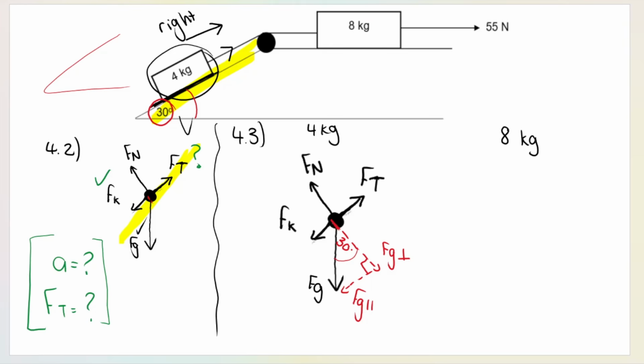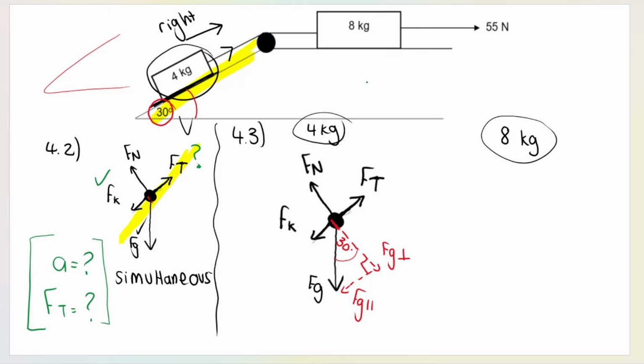And the only way we can deal with 2 unknowns is if we do simultaneous equations. And the only way I'm going to do simultaneous equations is if I have 2 equations. You should know that in order to do simultaneous equations, we need 2 equations. How am I going to get 2 equations? I need to use 2 objects. And I use the free body diagrams for each object to help me get the equations. Okay, so this is the free body diagram for the 4 kilogram object.